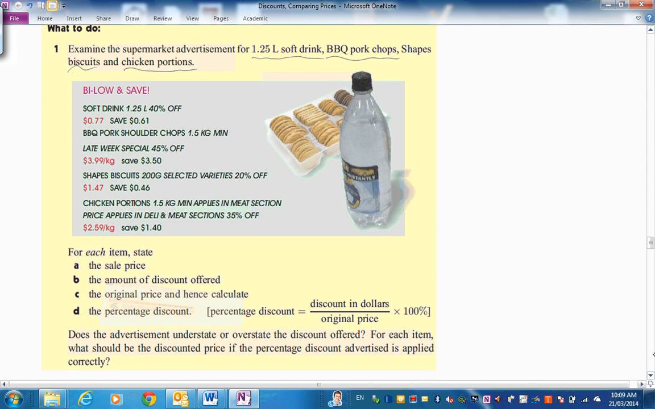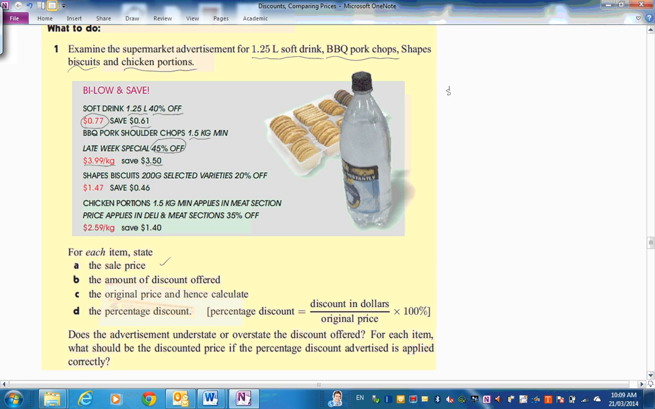Okay, here we go. Buy low and save. Okay, soft drink, 1.25 litres, 40% off. And the price is 77 cents, save 61. Okay, barbecue pork chops, 1.5 kilogram. Late week special, 45% off. It's $3.99 a kilogram, save $3.50. And you got the idea. For each item, state the sale price. Okay, what's the first one up here?